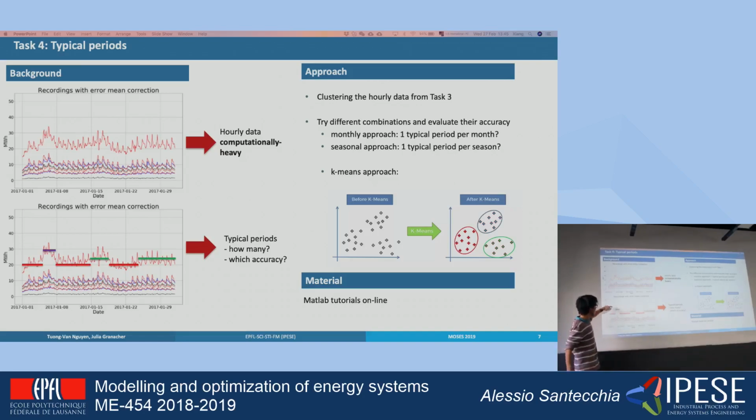For example, you can see with this graph that you have 3 different red lines, 2 green lines, and 1 blue line. These are examples of what you would call a typical period. So you make the assumption that, for example, between 8 a.m. and 10 a.m., you will have a heating demand of 20 megawatt hour. In practice, it might vary between 22 and 18, but what is actually important here is to simplify the data so that you can process it afterwards.